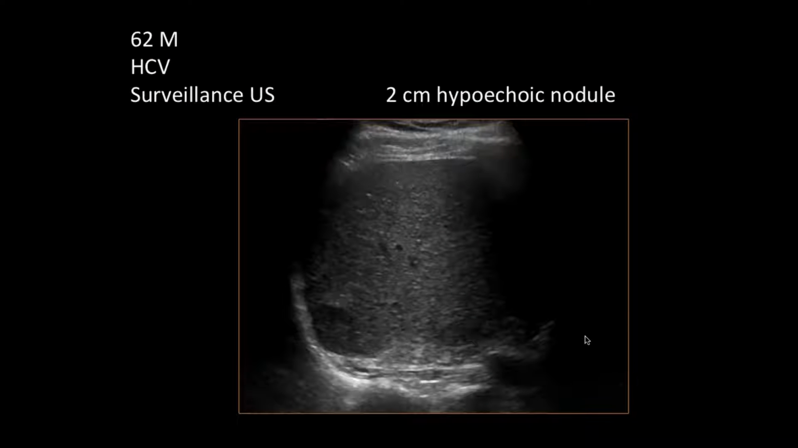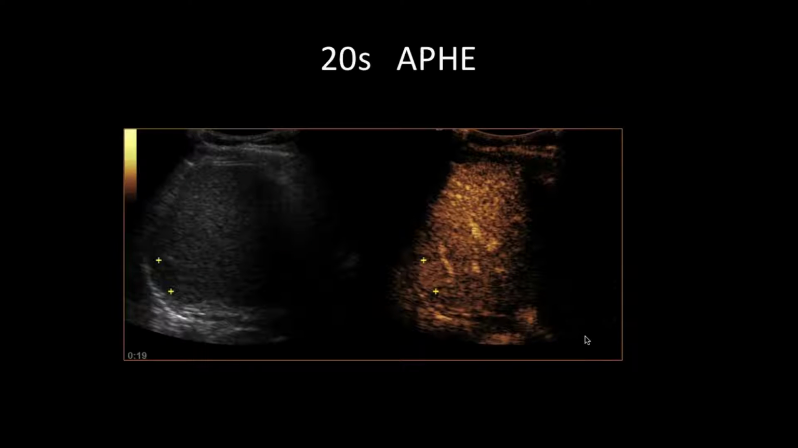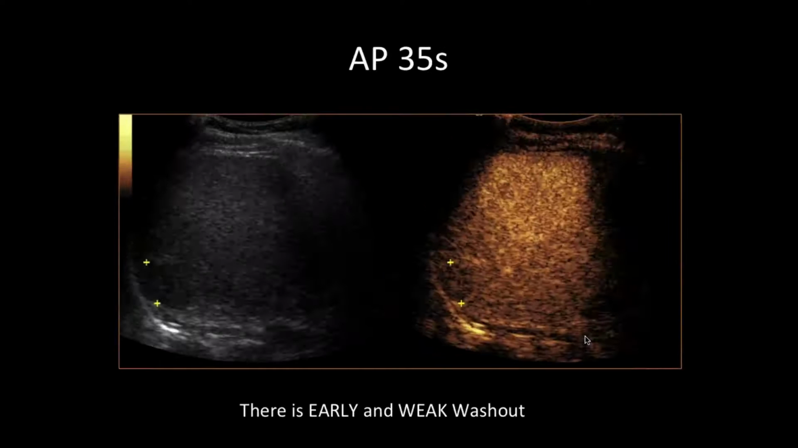This is another patient with HCV cirrhosis. Surveillance ultrasound shows a 2-centimeter hypoechoic mass within the liver. When we look at this nodule in the arterial phase, we can show that the mass in fact shows uniform diffuse arterial phase hyperenhancement. Now at 35 seconds again, we can see that this lesion shows washout. This washout is quite different than the last washout we looked at, and this is weak washout, but nonetheless it's early.